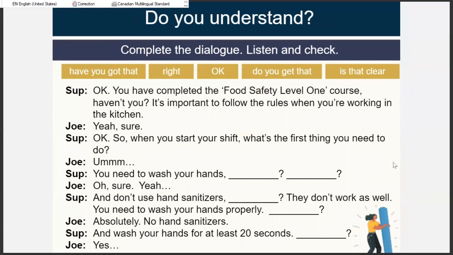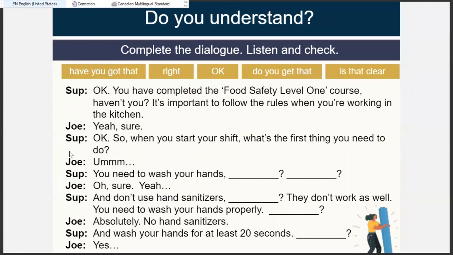All right. So here, as you can tell, the supervisor is CUP, which we will basically use just the abbreviation, and then Joey. For this one, you need to wash your hands. And then he used "right. Do you get that?" And then here he used "okay," which they are all informal ways, by the way.